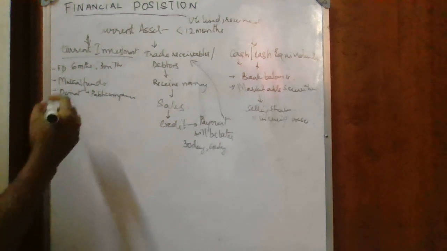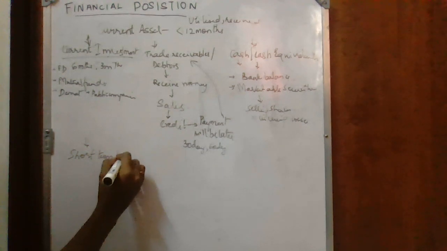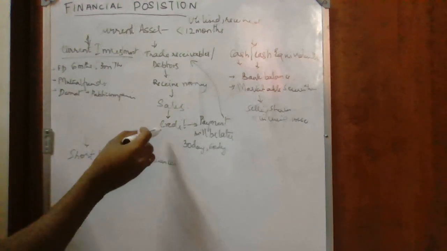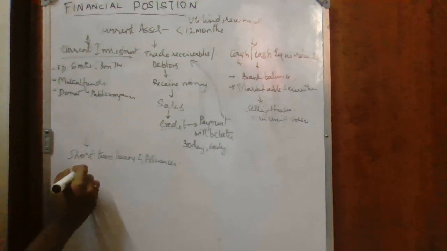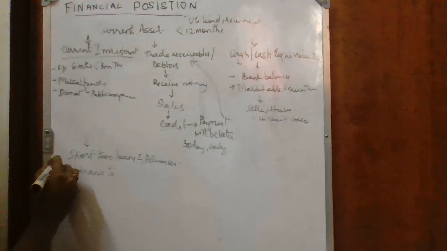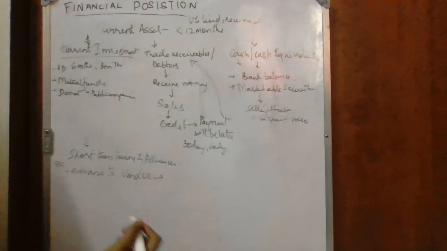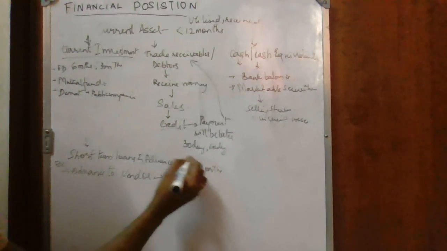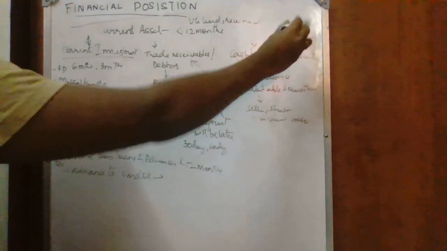One more classification under this will be short-term loans and advances. Here, you would have given an advance to the vendor. Example, an advance given to a vendor for a certain product or service that I will receive in future, but which is less than 12 months. This will be short-term loans and advances. These are all about your current assets.